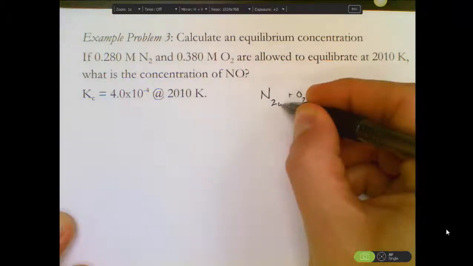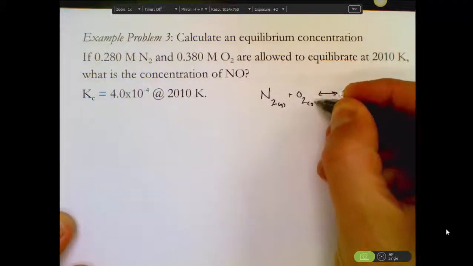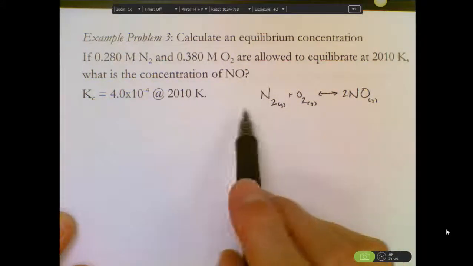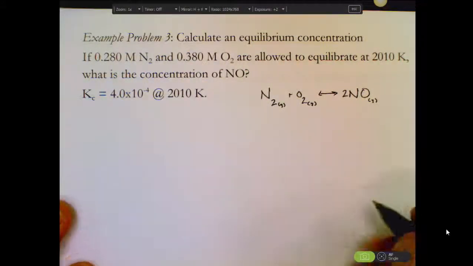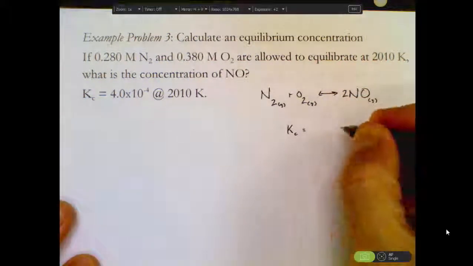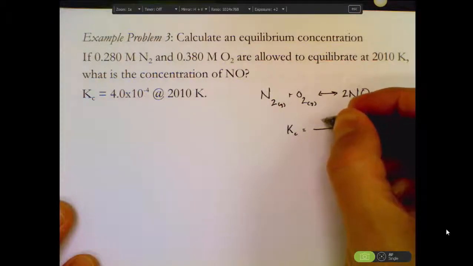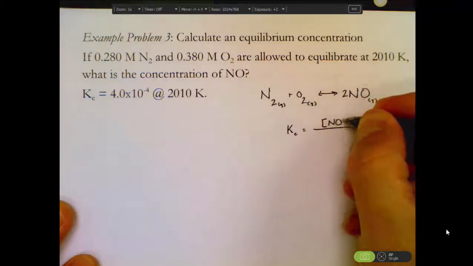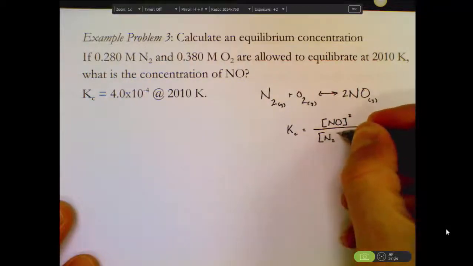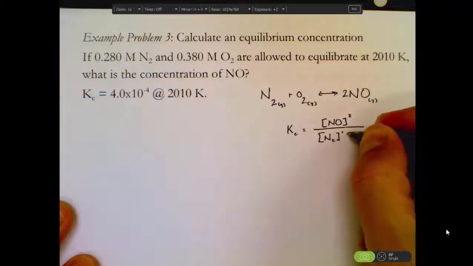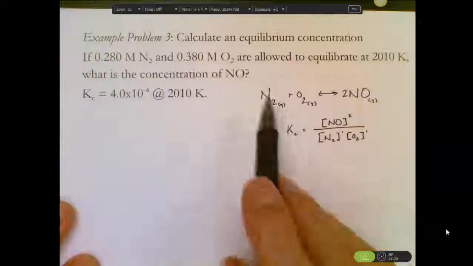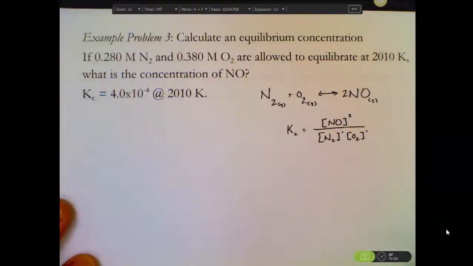We need to have these equations so that we can write out our expression, which is going to be Kc equals products over reactants. So NO squared over N2 to the first and O2 to the first, where again I'm getting the powers from the coefficients of the balanced chemical equation.